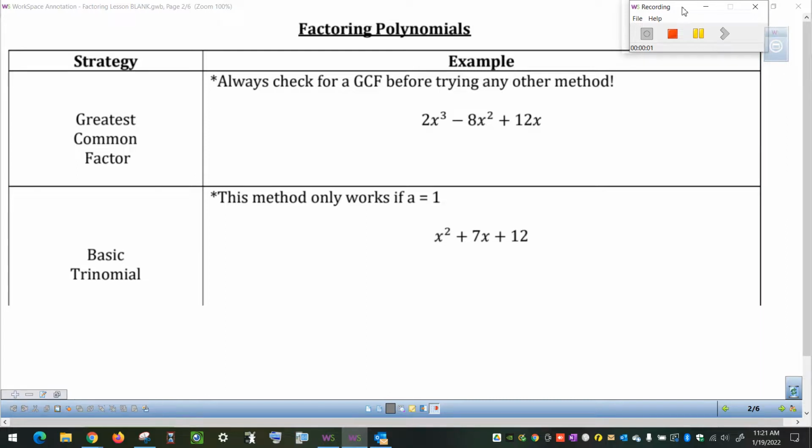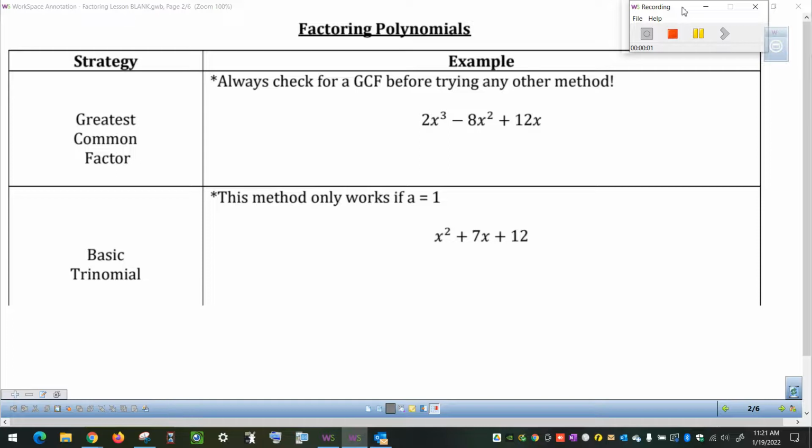Going to begin. So our first strategy here at the top of the list is greatest common factor. And we've seen this one before. I listed this one first because we want to make sure we always check for a greatest common factor before we try any other method.